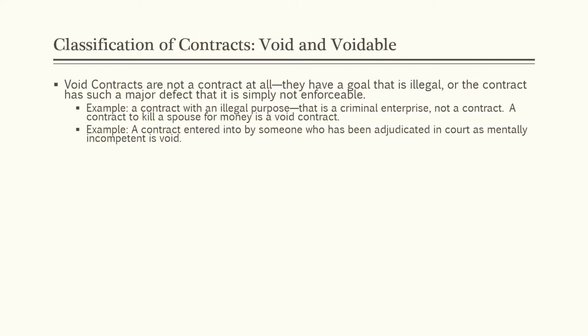Void contracts are not contracts. They have a goal that is illegal, or the contract has such a major defect that it's simply not enforceable. A classic example is a contract with an illegal purpose. That's a criminal enterprise, that's not a contract. A contract to kill your spouse for money is a void contract that is not enforceable.